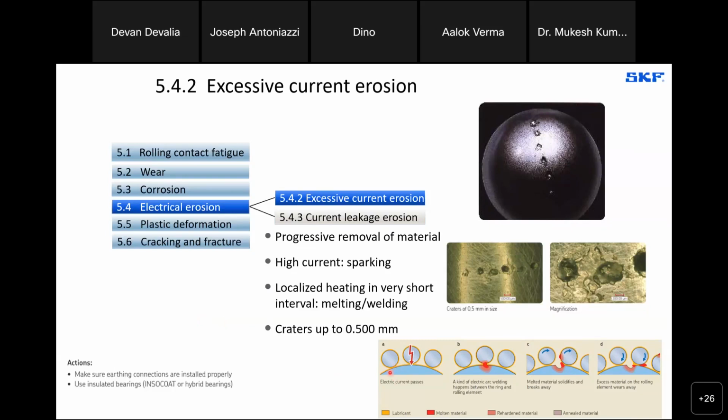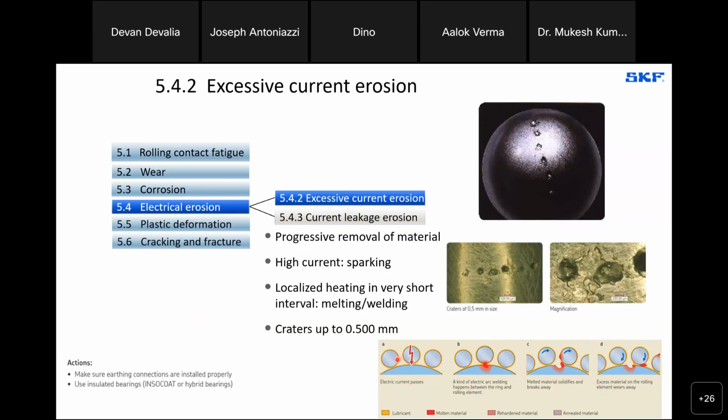And you can see how current passing through, we end up welding. And then as the rolling elements continue to move, we're ripping out melted material and creating these craters. And then the excess material gets worn away over time on the rolling element. But imagine that this will get nasty as it continues.